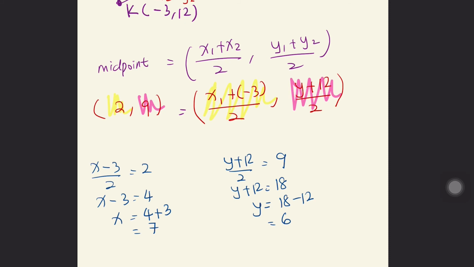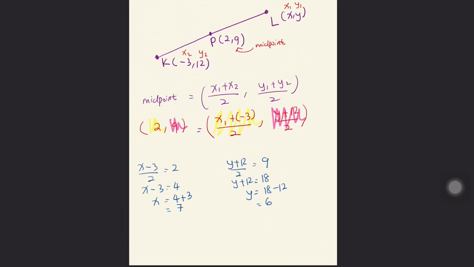Okay, so dah dapat, apakah koordinat L? So koordinat of L is x, y kan? So L is equals to 7, 6. Senang sahaja.